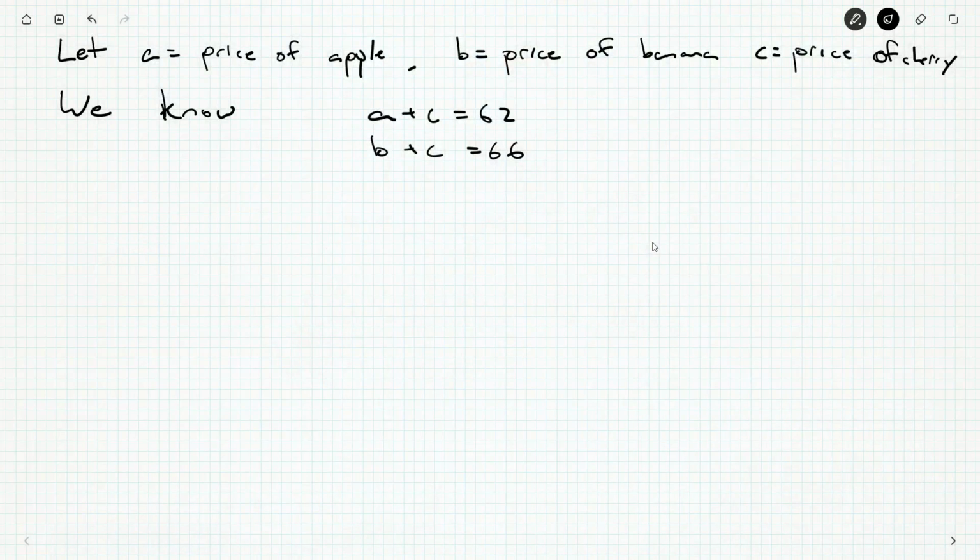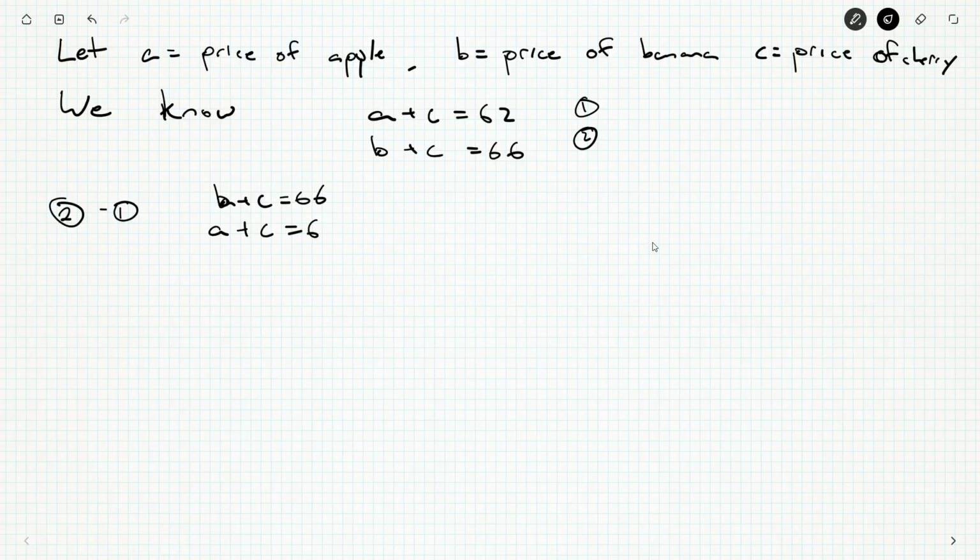Well, what I'm going to do is call this equation 1 and this equation 2. What I can do is equation 2 minus equation 1. And we'll line it up carefully for people who haven't seen something like this before. If I line up my equations like this, I can subtract. B minus A is B minus A, whatever it is. C minus C is nothing. They cancel out. And over here, 66 minus 62 is 4. So now I know B minus A is 4. So B is A plus 4.